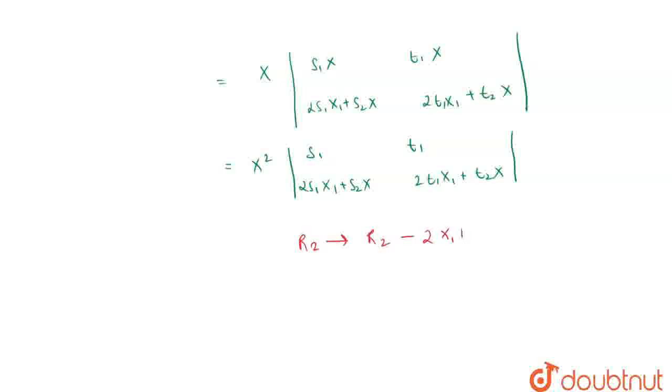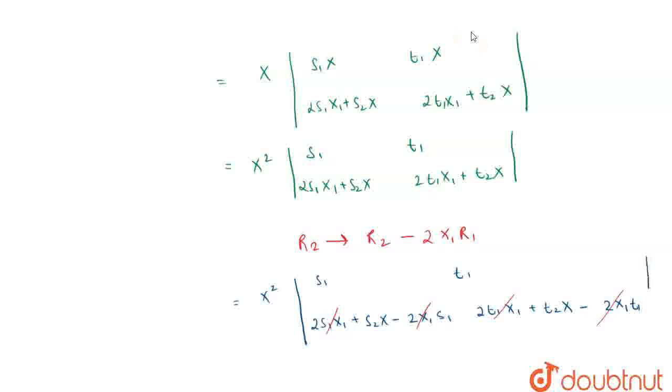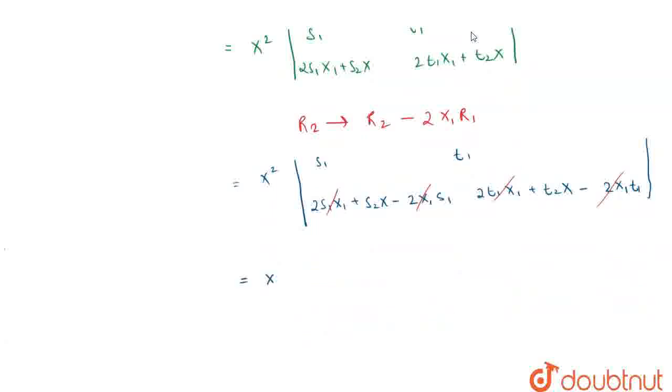Okay, now in this we will apply the row operation, which is in R2, R2 minus 2x1 R1. So we will have x square, s1, t1, then 2s1x1 plus s2x minus 2x1 times s1 from R1, and here 2t1x1 plus t2x minus 2x1 t1. Okay, so these will get cancelled, 2s1x1 and here 2t1x1. So we remain with x square, s1, t1, s2x and t2x.